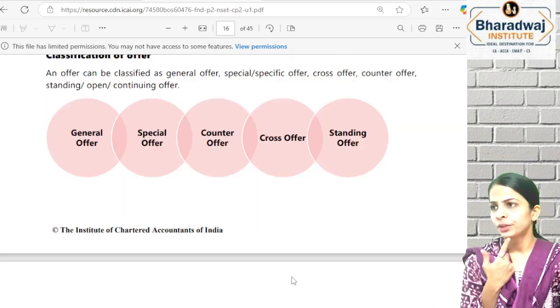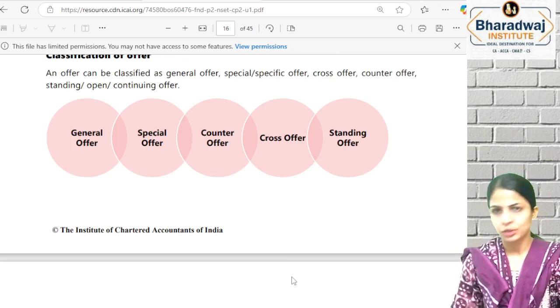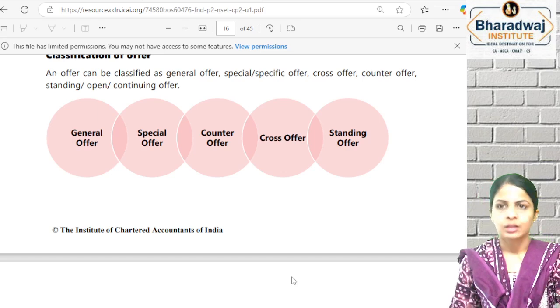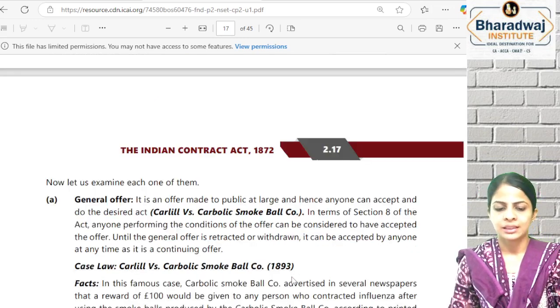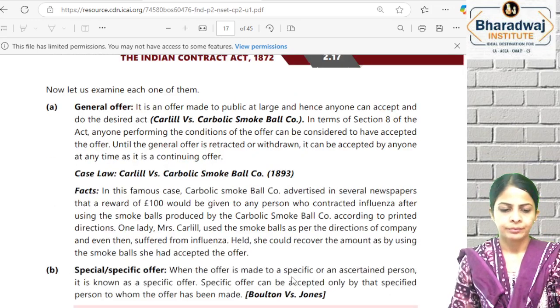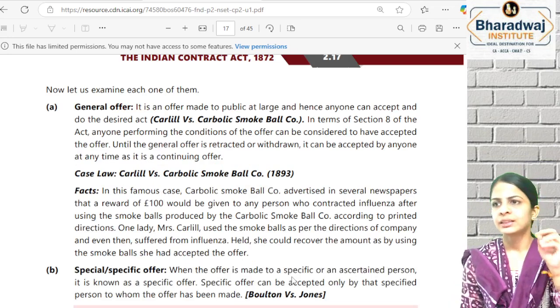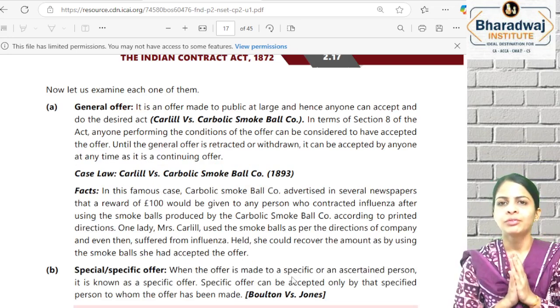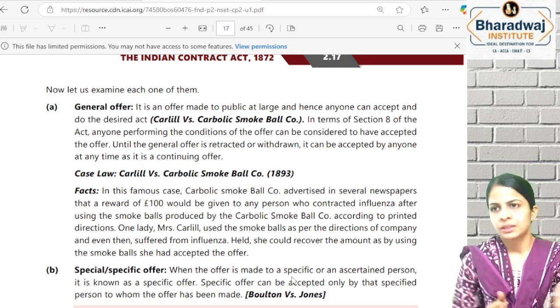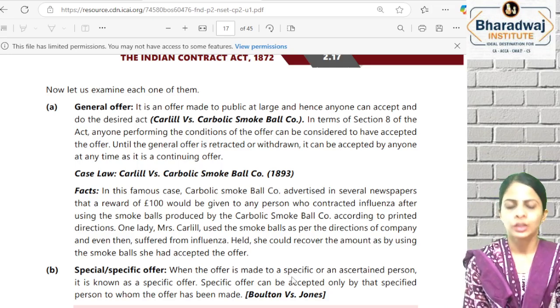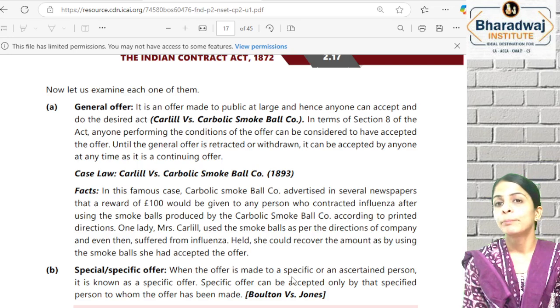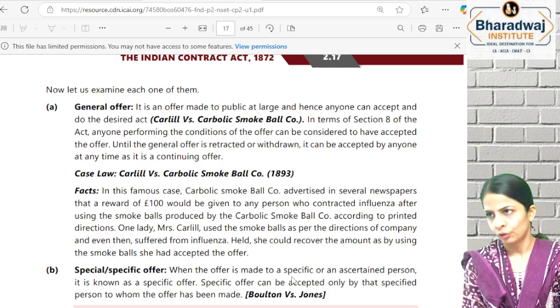Who can accept the offer? Anyone can accept the offer. Is there any case law? Yes, Carlill versus Carbolic Smoke Ball. What happened in this case is, this particular company told that if you take this medicine, you will not have influenza or you will not fall sick. But this particular lady took it and she fell sick. So she claimed that you only told I will not fall sick, so you will have to give me compensation. Clear? So it was a general offer and anybody can accept this offer.